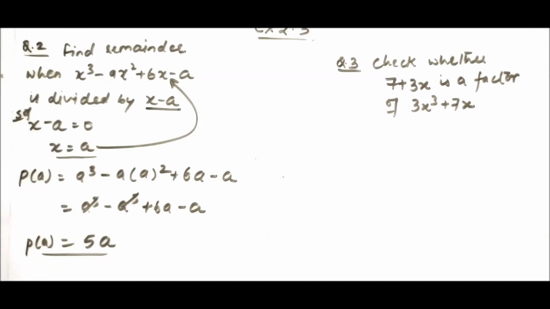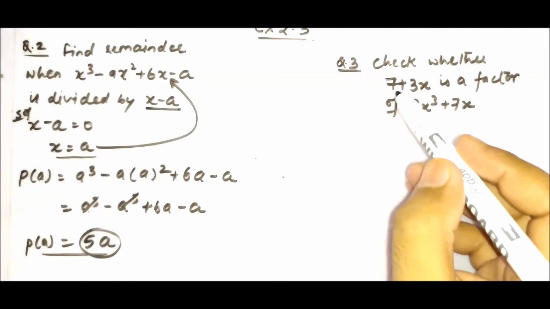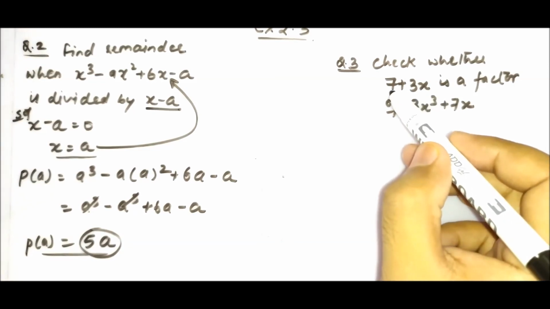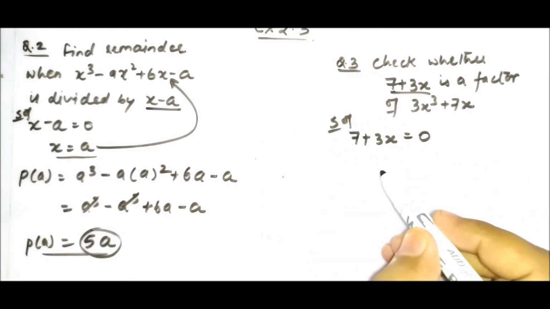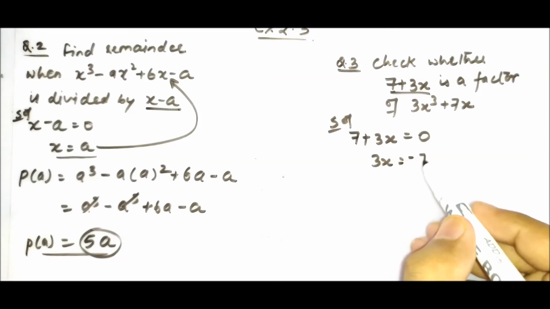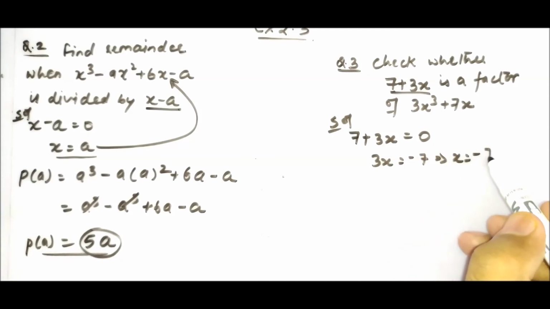The concept is very easy, and question number 2 and 3 are the application of the remainder theorem. So this becomes very important. Now this p of a, the remainder here, is 5a. Moving to the third question, we need to check whether 7 plus 3x is a factor of 3x cube plus 7x. So we'll again find the remainder only. If we get the remainder as 0, then we can say that 7 plus 3x is a factor of this. So we will take the linear polynomial 7 plus 3x equal to 0. From here we will get 3x is equal to minus 7, and x will be equal to minus 7 by 3.